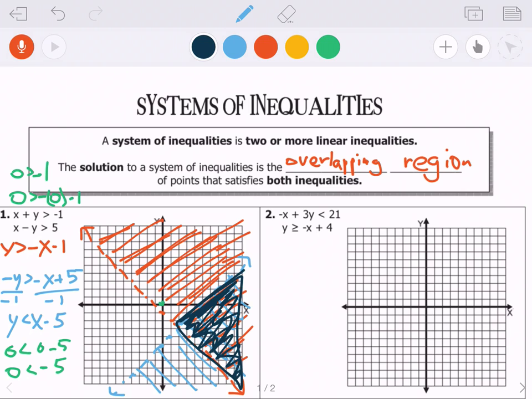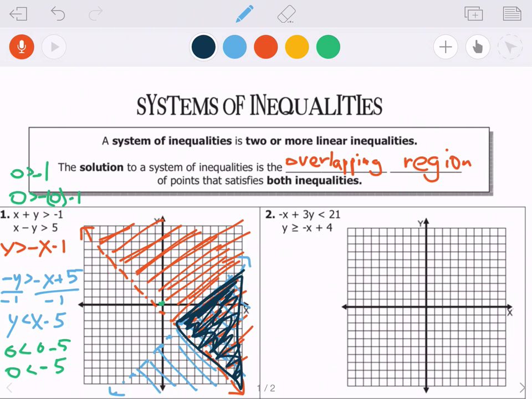I could ask you, is 7, -2 a solution? And you could look at the graph and say, oh, it's in that overlapping region, so that would be a solution to that system. If you plugged in 7 for x and whatever I said, -1 for x and y in those equations, or excuse me, inequalities, they would make both inequalities true.